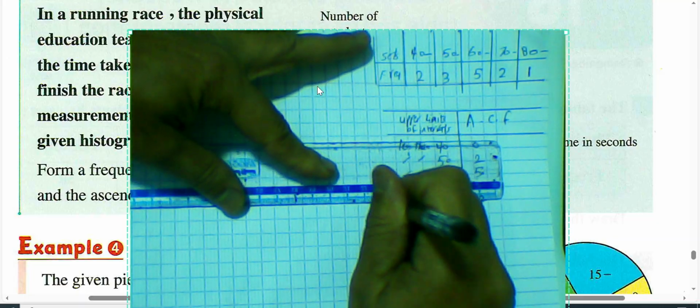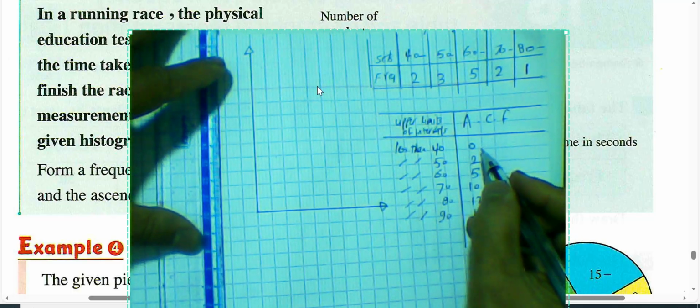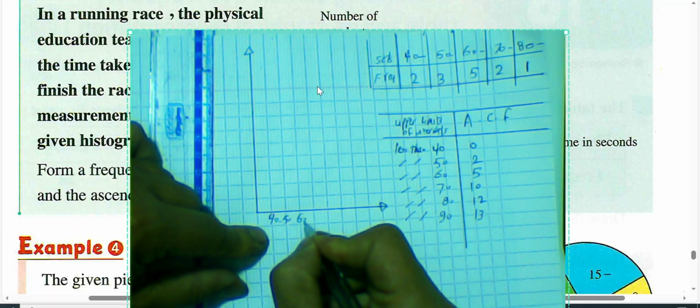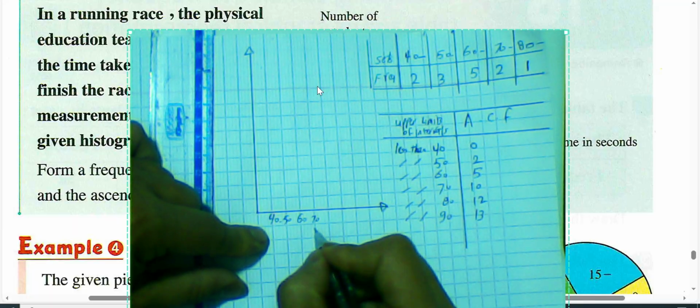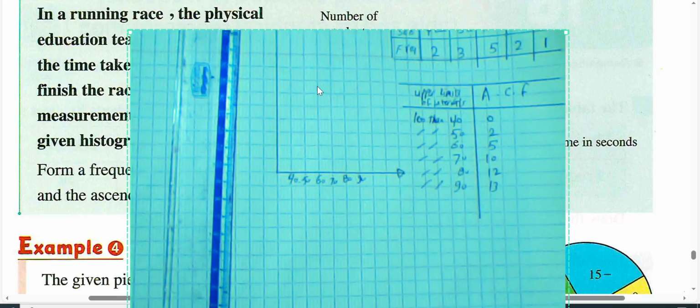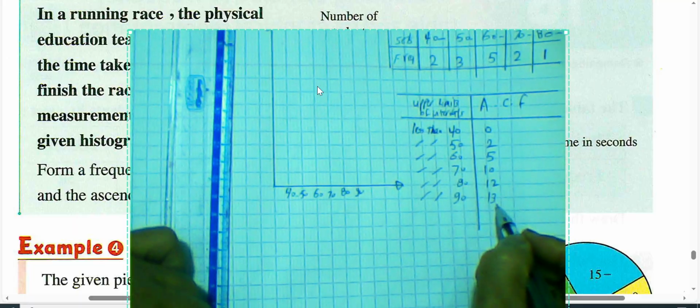Okay, now I will draw the curve. Cumulative frequency. Draw the ascending curve. Start from 40, then 50, 60, 70, 80, and going to 90. Okay, going to 90. Next question. The total number here is 13.